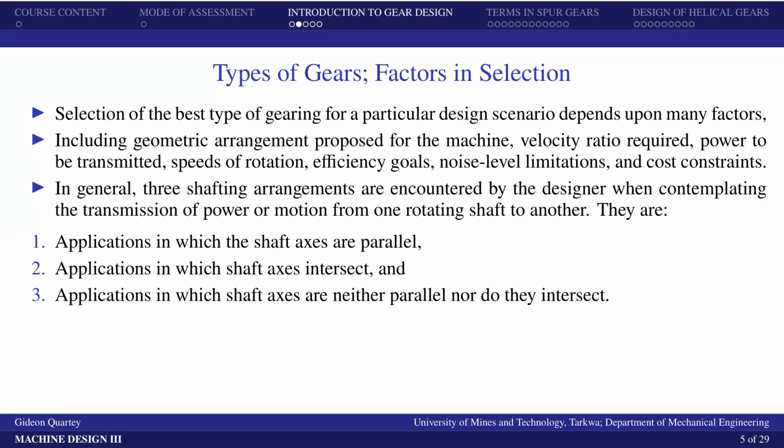Then we have applications in which shaft axes are neither parallel nor do they intersect. In such cases, the shafts are not intersecting and they're also not parallel. There are also different types of gears that are used in such cases. So we are going to look at each of these three scenarios: where the shafts are parallel, where they are intersecting, and where they are not parallel and also not intersecting.